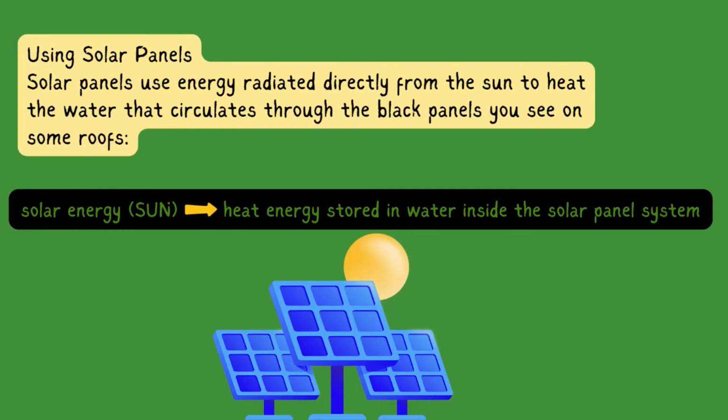Solar panels use energy radiated directly from the sun to heat the water that circulates through the black panels we see on some roofs. So we start off with solar energy from the sun, which is converted to heat energy that is stored in the water inside of the solar panel system.